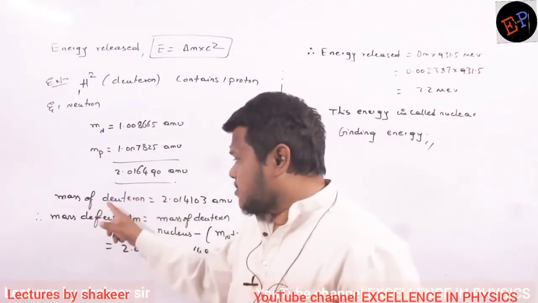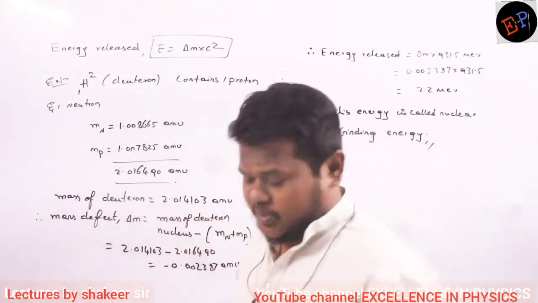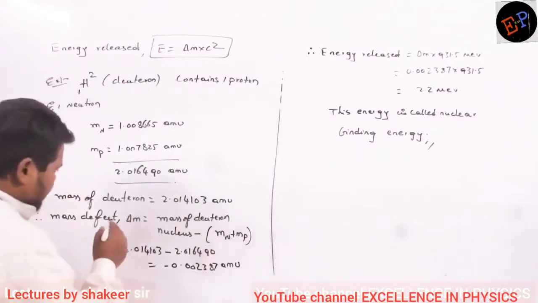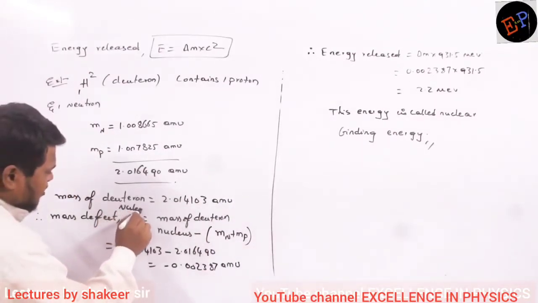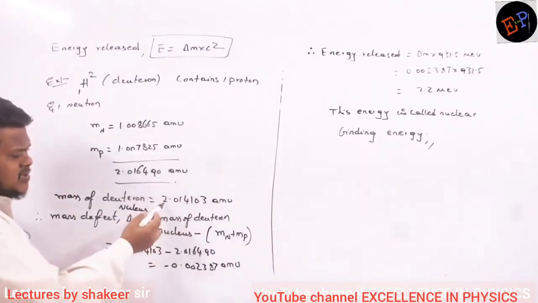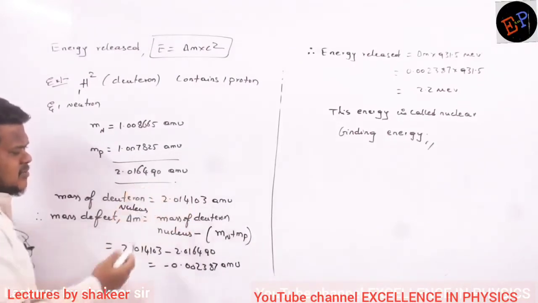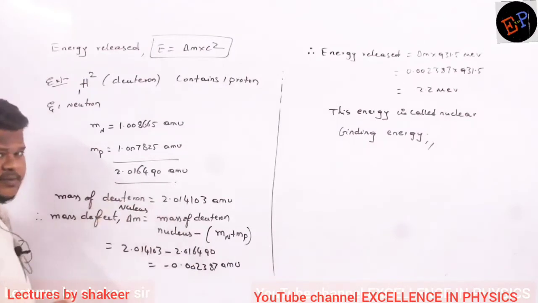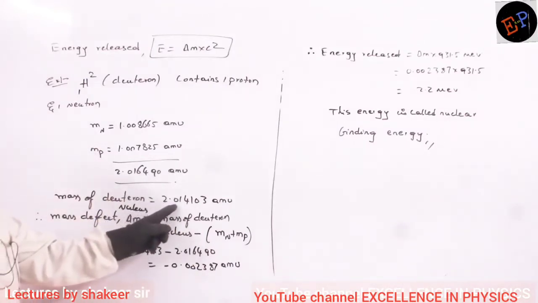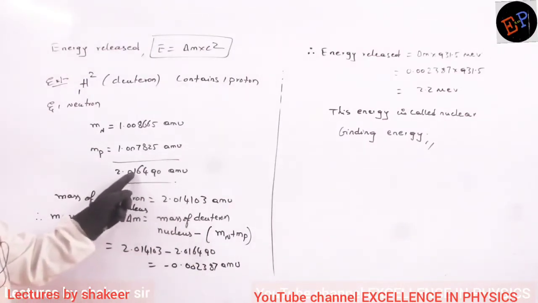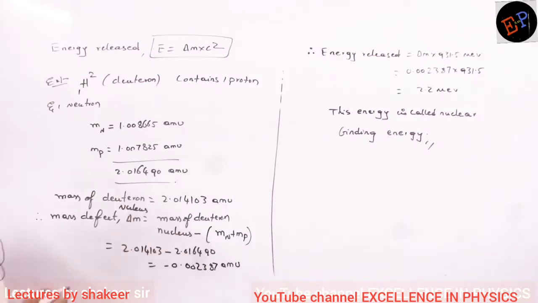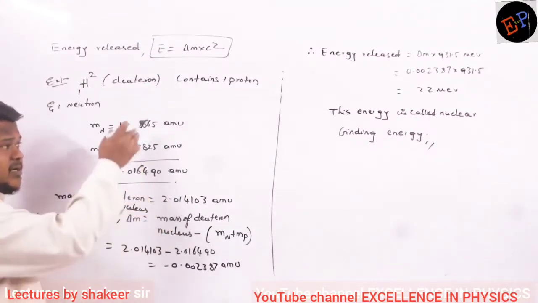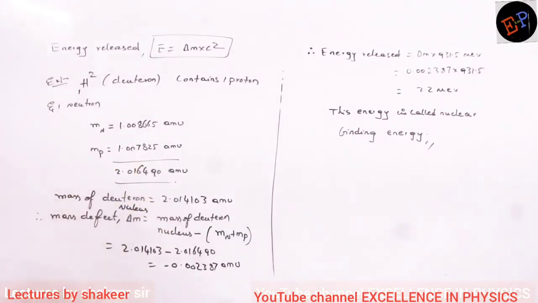But if you take the mass of deuteron nucleus, then how much is it? It is 0.014103 atomic mass units. So definitely this value is less than this value, no? Here I have 0.014, here I have 0.16. So nucleus mass is less than individual masses of the nucleons.